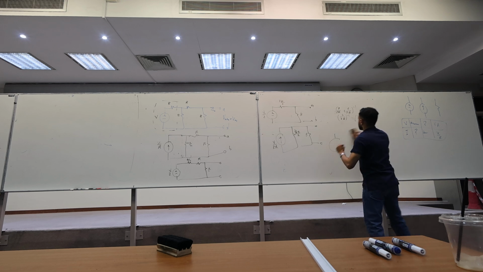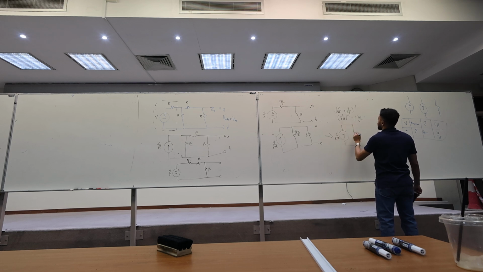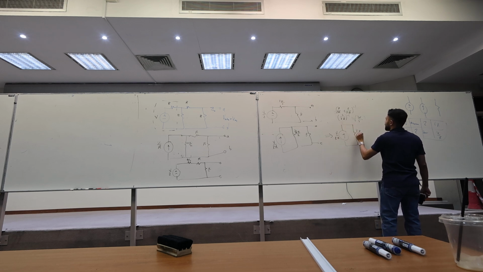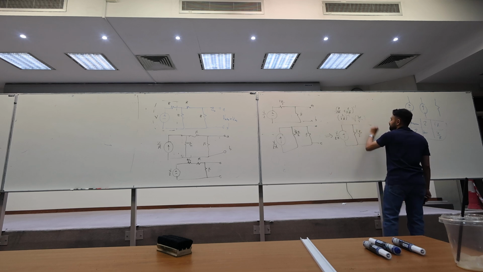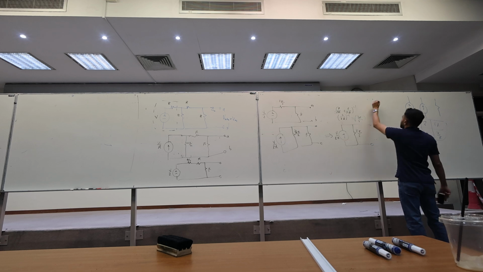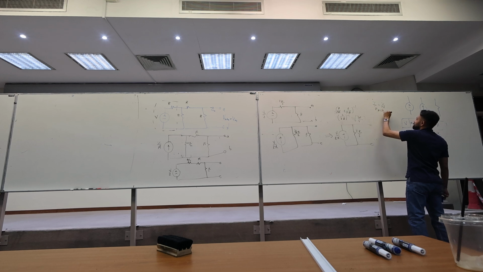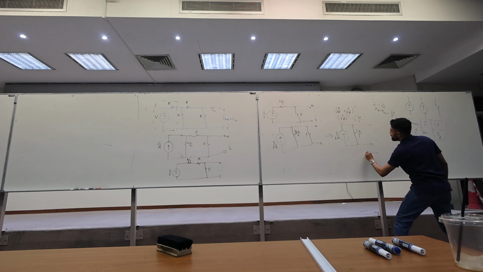No. Don't skip steps. V over 3R, and that's a 3R over 5. So this is Norton or Thevenin? Norton. So what is I Norton? I Norton is V over 3R. What is R Norton, which is R Thevenin? 3R over 5. Now what is R Thevenin and V Thevenin?